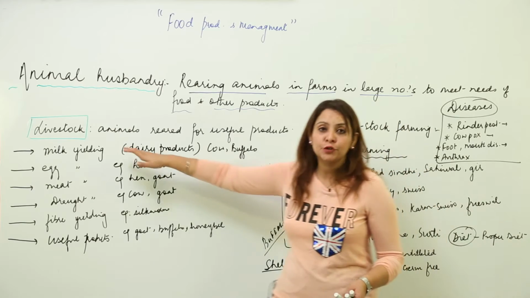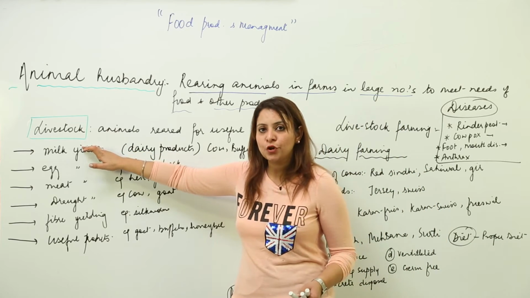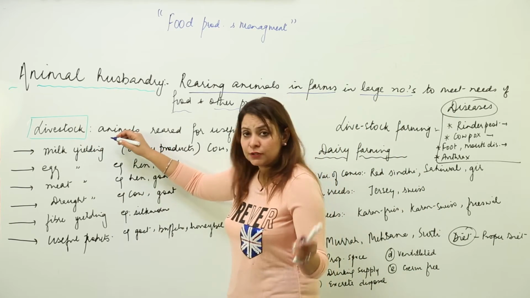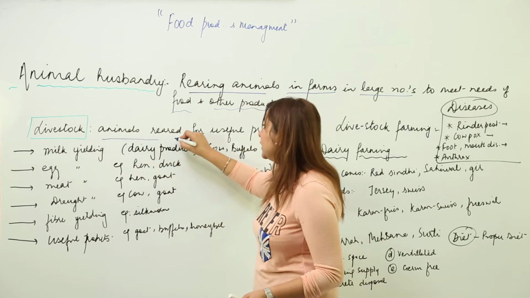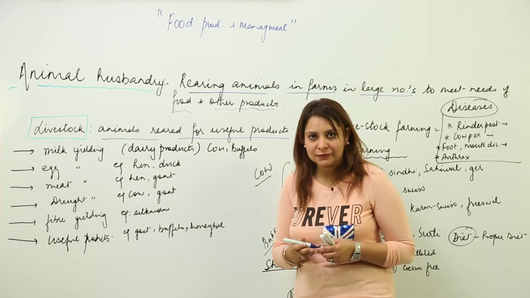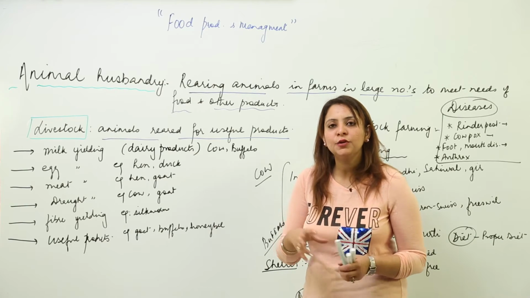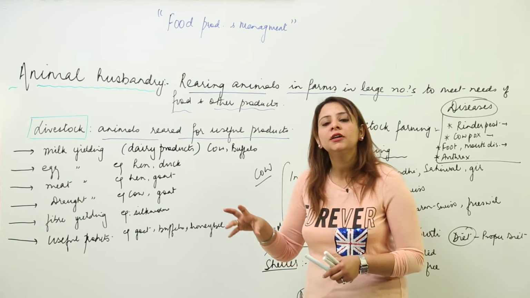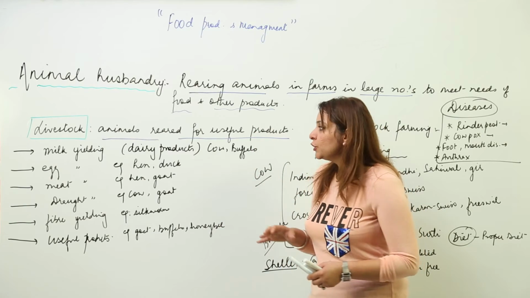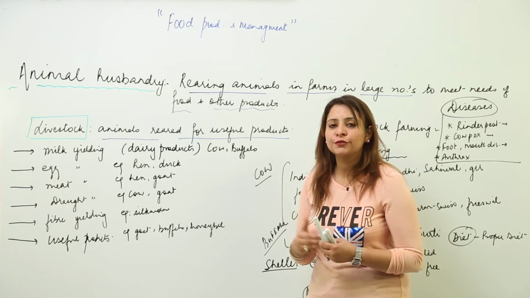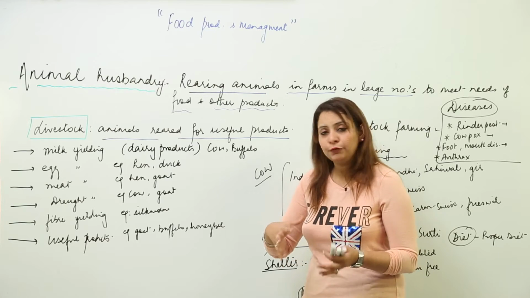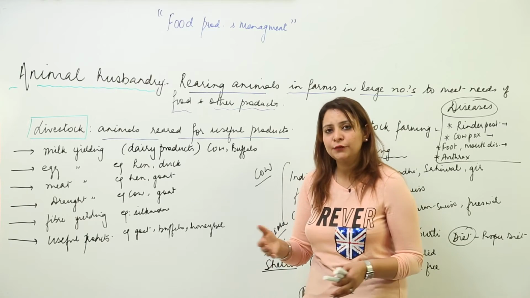So what is livestock? There is a new term, livestock. Livestock is a term used for animals that are reared for useful products. So livestock is the term used for the animals which are reared for a specific purpose. We have categorized the livestock into different groups because they are fulfilling different requirements. So we have just classified them.